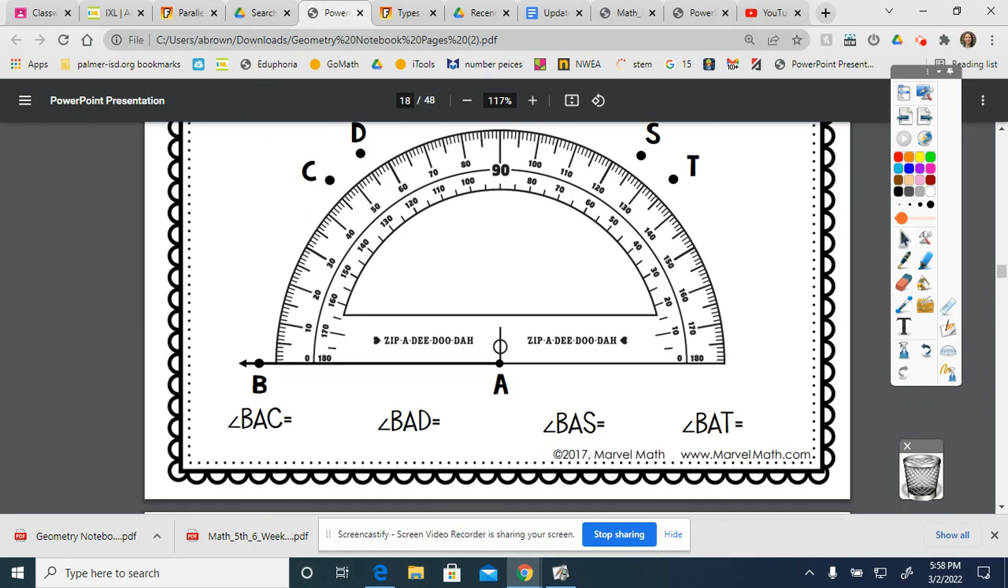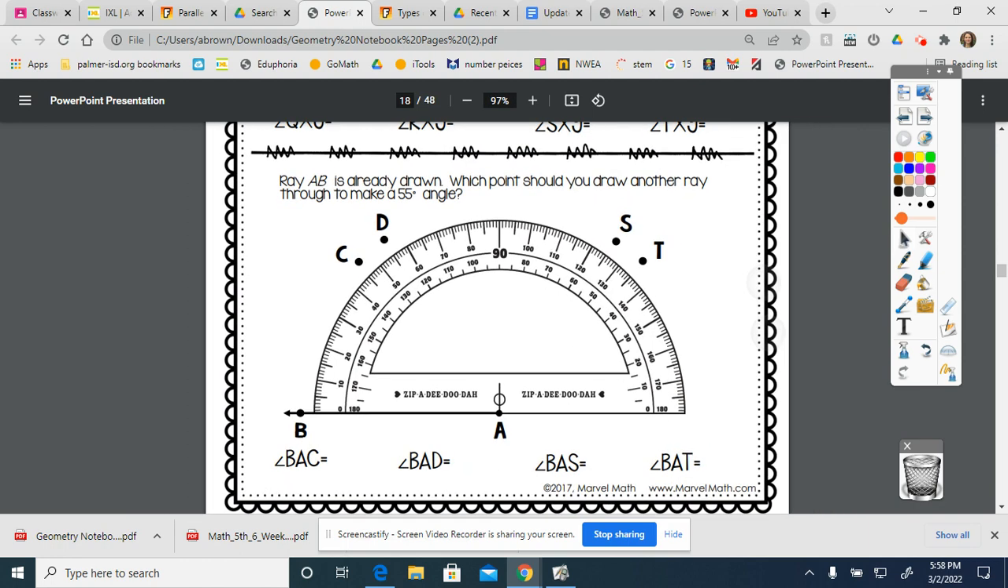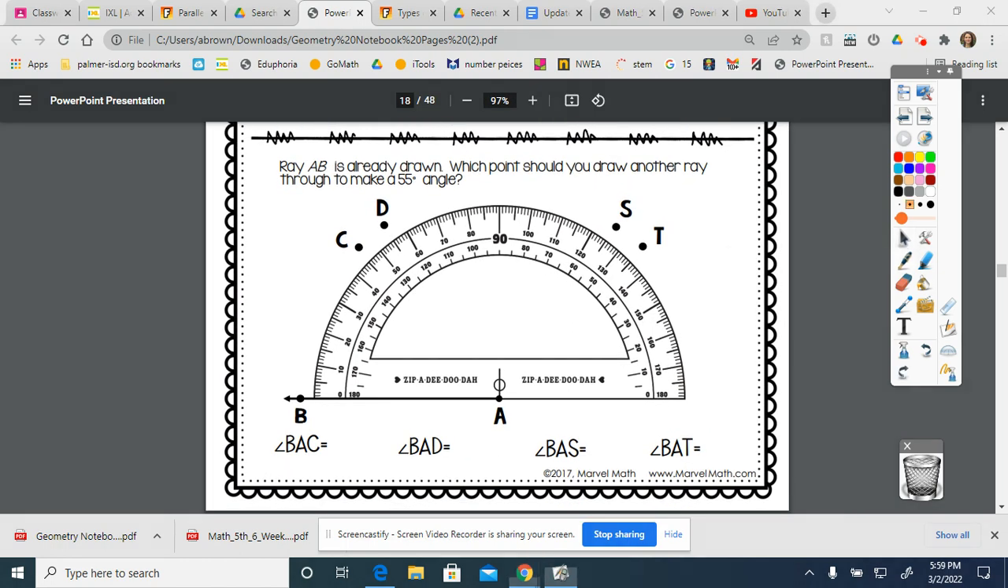Now, to the bottom of this page here. Okay. Ray AB is already drawn. At which point should you draw another ray through to make a 55-degree angle? Okay. I want you to pause the video, take a second, and see if you can figure out which point you should draw the ray through in order to create this 55-degree angle.